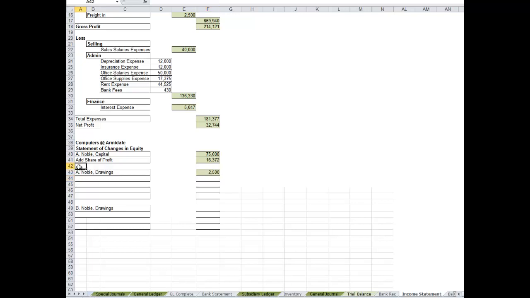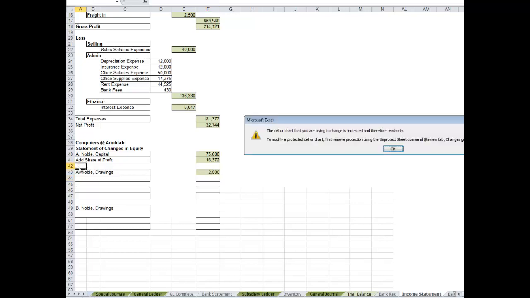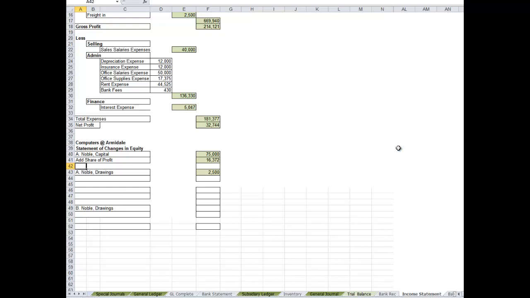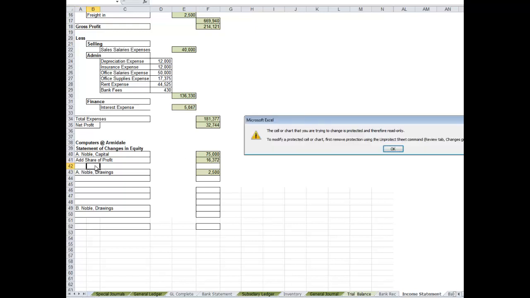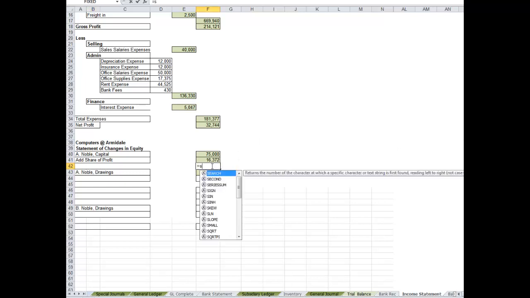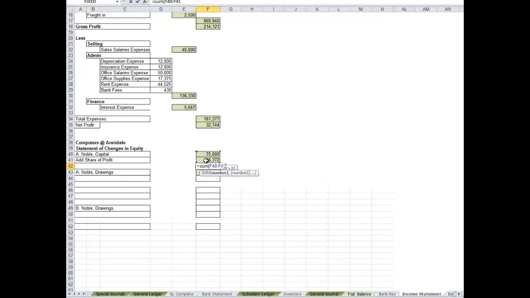So what do we have? Here is a subtotal. Can't write in there, so maybe I can write in here. Let me just put in the subtotal then. And now we've got the closing balance. A Noble Capital, which will become our opening balance next year.